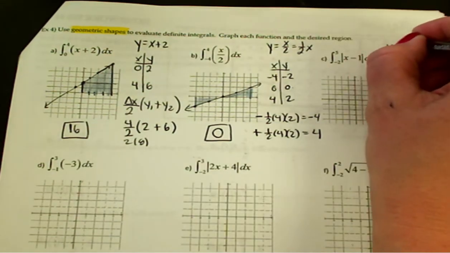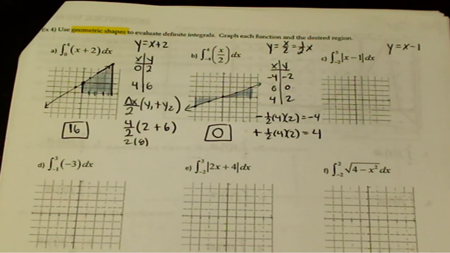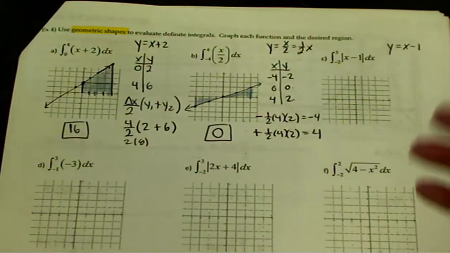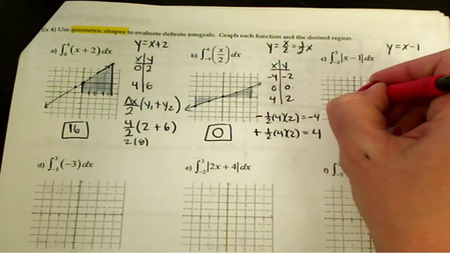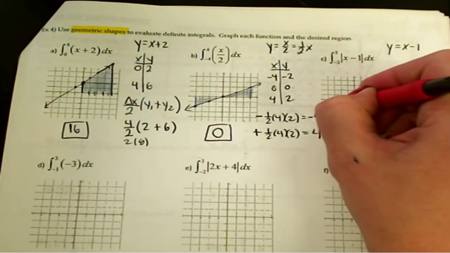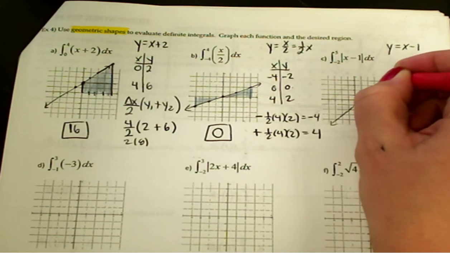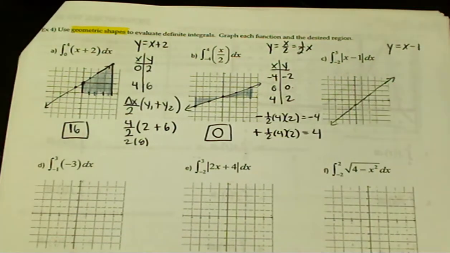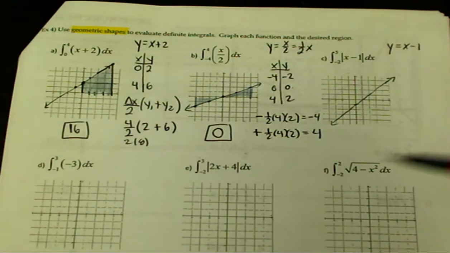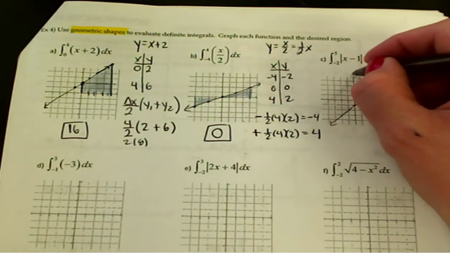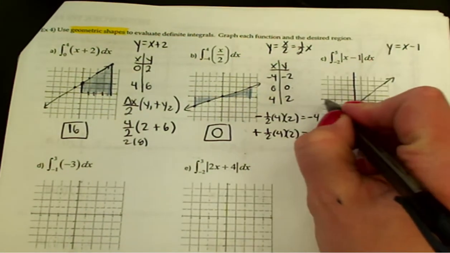You might remember how to graph absolute value. But go ahead and graph that first. Right? Just x minus 1. I'll do it with pencil so that we can see this. Okay. That's here. And I'm going to darken in my axes here just so it's a little easier to see.